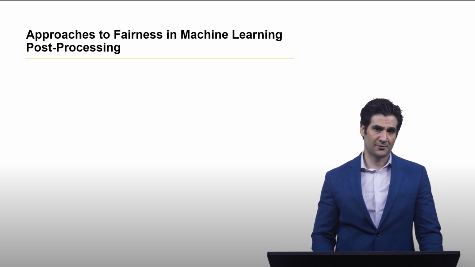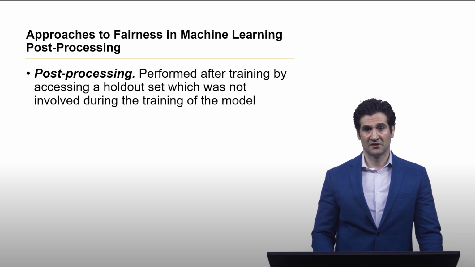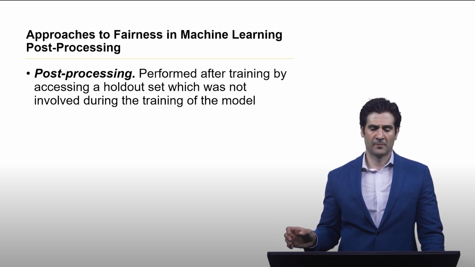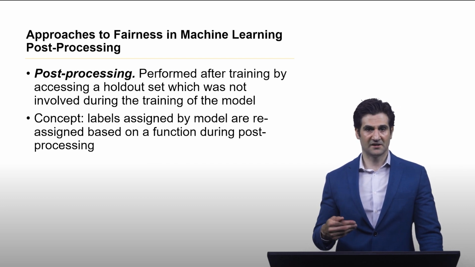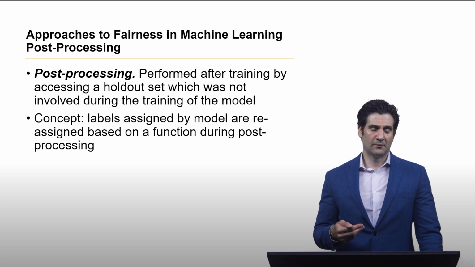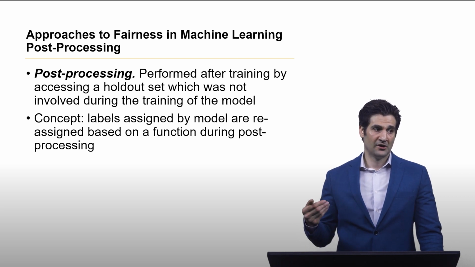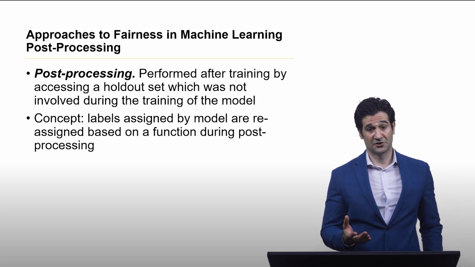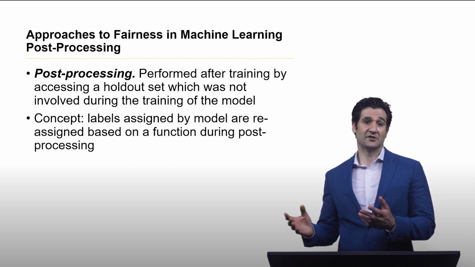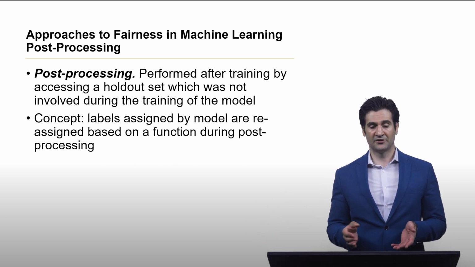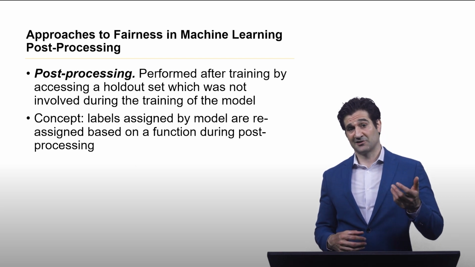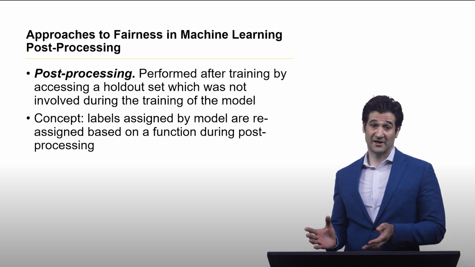So finally, there's a third approach called post-processing, and this deals with, after the training is done, having a holdout set which was not involved in the training of the model. And the idea is you want to now reassign labels that were assigned in an unfair manner. And so this is adding an additional split to your data set and an additional step in your process. This is likely the most difficult way to do business because you're now adding essentially an extra model and you're further dividing your data set up.